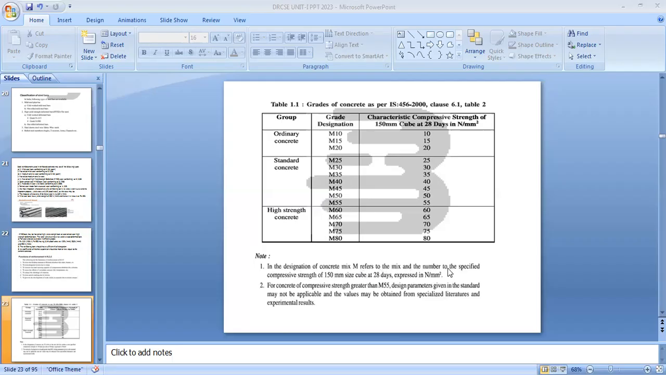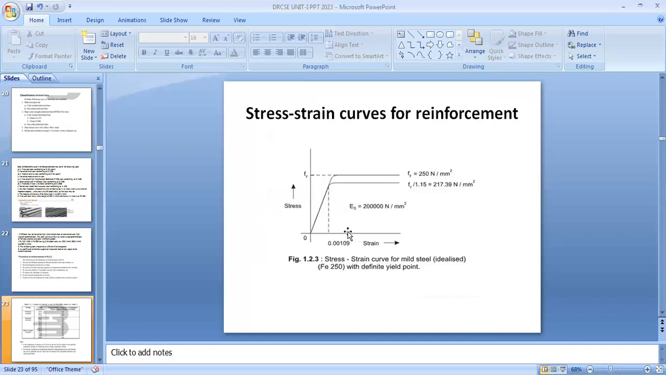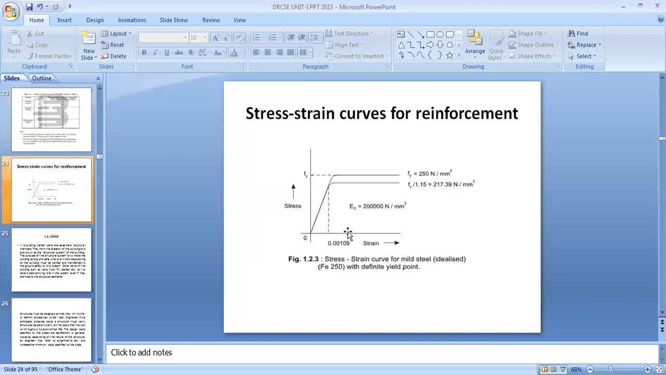Here, M stands for the definition of concrete grade, M and the number specify the compressive strength of a 150 mm size cube, which is expressed in units per mm square. Like that, M15 and M20 are ordinary concrete, and the compressive strength is 10, 15, 20. For heavy load structures, we can use high grade concrete.